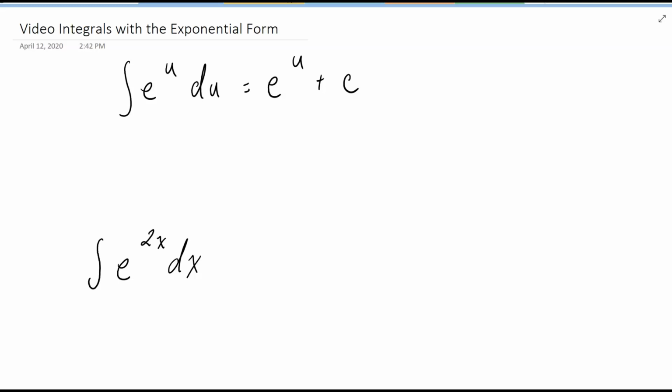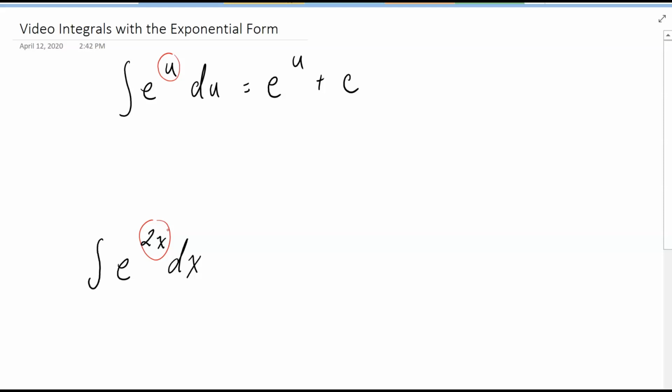In this video, I'd like to show a couple of examples of finding integrals using the exponential form. So the exponential form tells us that the integral of e to the u, where u is some function of x, multiplied by du is equal to e to the u plus c. So notice the u is up here in the exponent. And so that's our u.